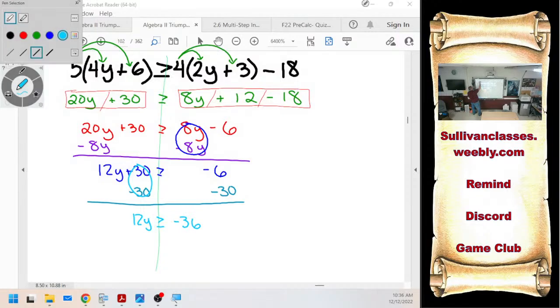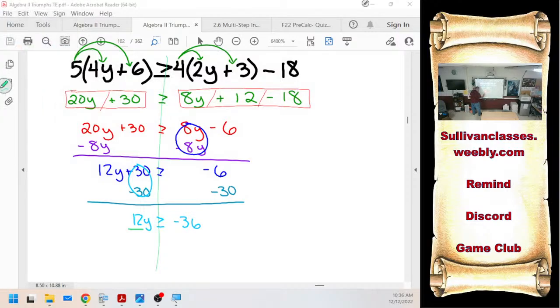When I divide, I ask you, do I have to flip the inequality? Yay or nay? But that's a negative 36. I'm not dividing by a negative. I didn't put a negative number under it, so I don't have to flip it. I'm just going to get y is greater than or equal to negative 3, and your graph will just look like a closed circle at negative 3 to the right, to the right.